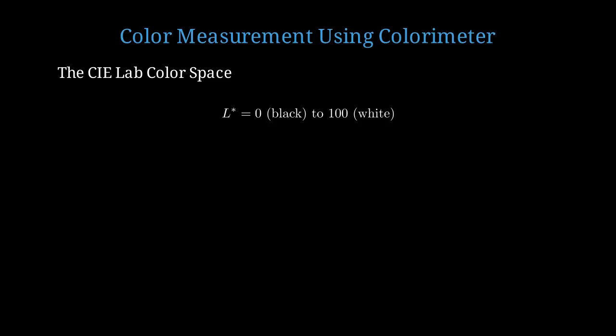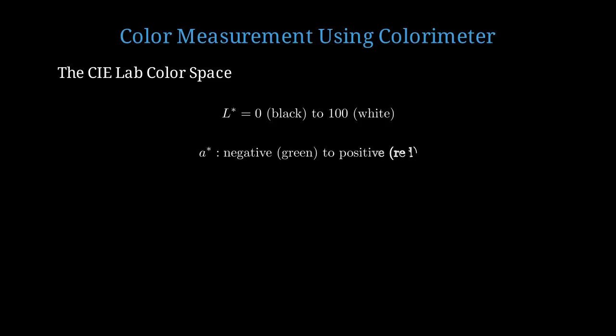Color is a critical quality attribute. Professional food scientists use colorimeters to quantify color objectively, removing human subjectivity. The most common system is the CIE Lab color space. It uses three coordinates: L star for lightness, A star for green to red, and B star for blue to yellow. L star ranges from 0 for black to 100 for white.